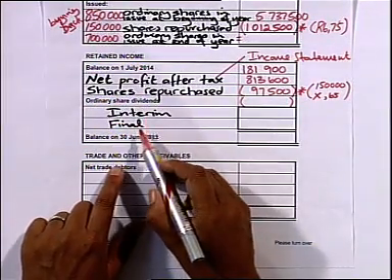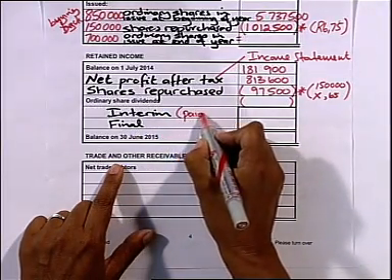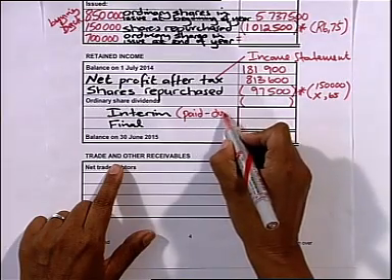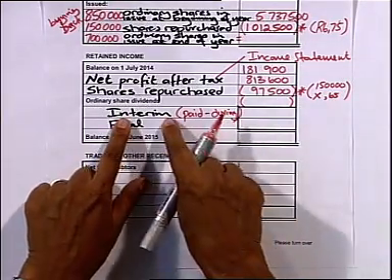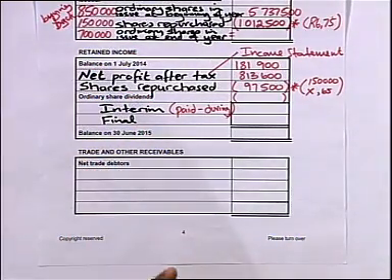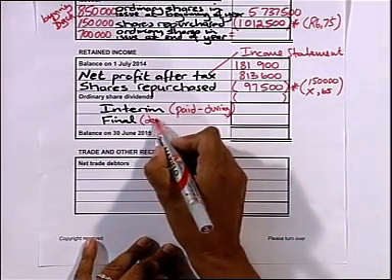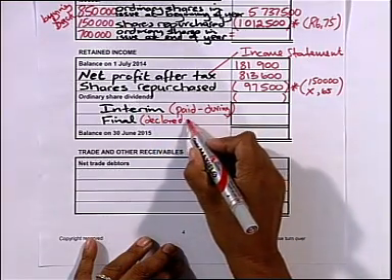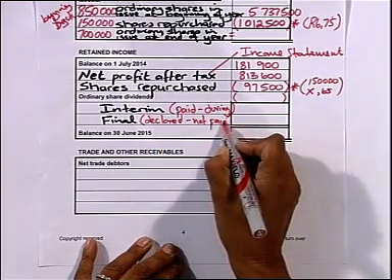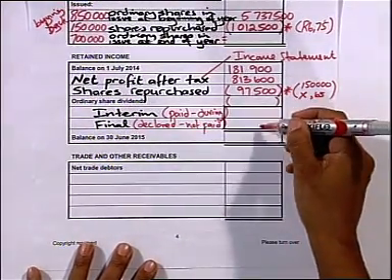Okay, so we have two types of dividends. We have an interim, which is paid during the year. So that's your first dividend that has to be paid. It is mandatory that a company pays two dividends for the year, one interim and one final. The thing is, with the final, it is declared. It is not paid. They'll just declare it.